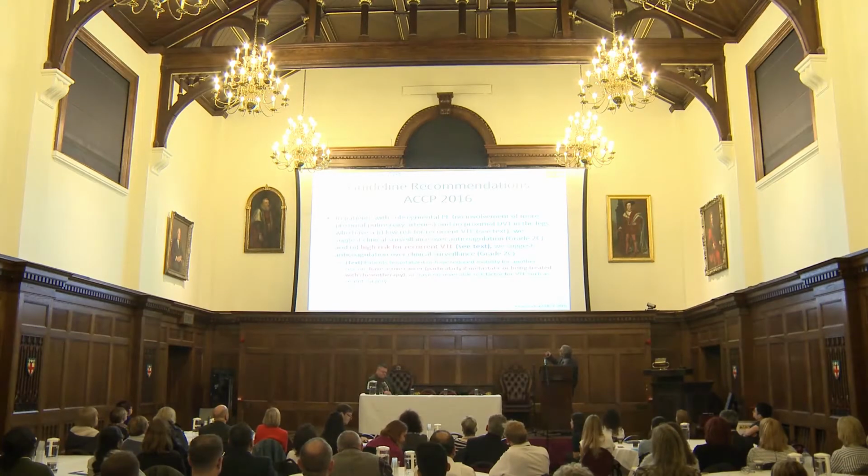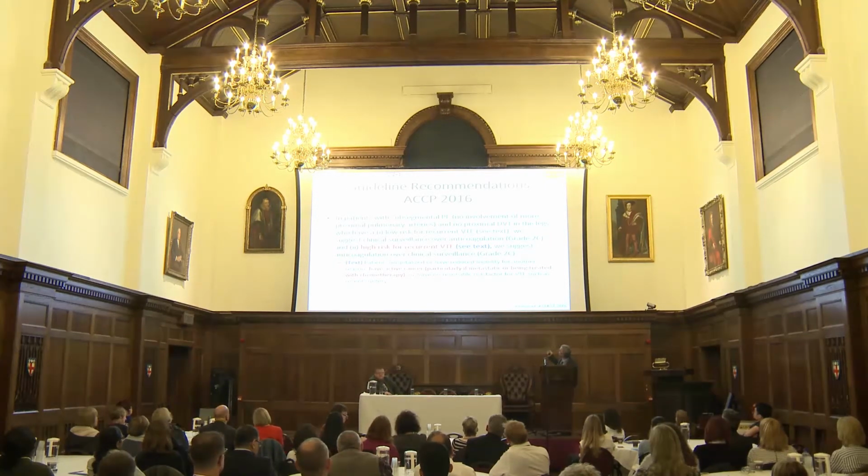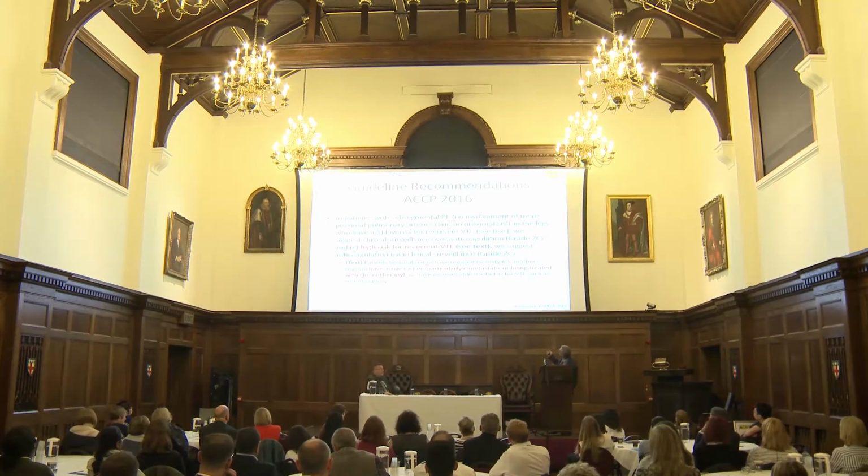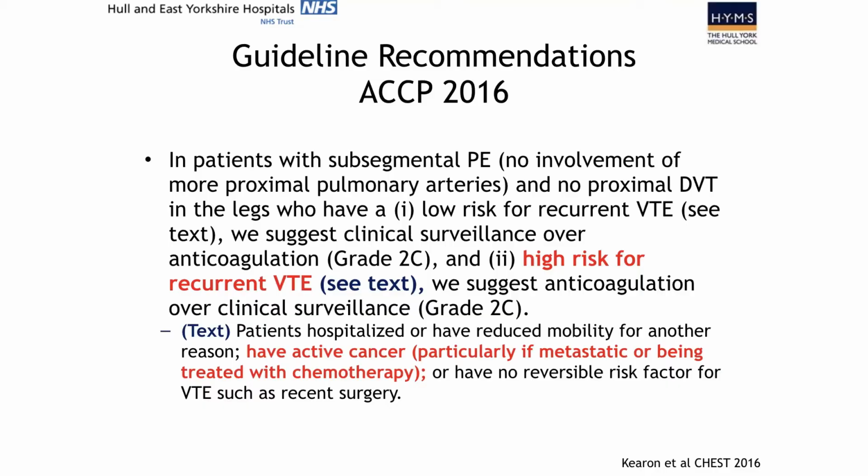In patients with subsegmental PE, no involvement of more proximal pulmonary arteries, and no proximal DVT, so you've done a bilateral Doppler in those patients' legs and you haven't seen anything, and low risk for recurrent VTE, see text, text is down here, they favor clinical surveillance over anticoagulation. However, if they've got text, which means if they've got an active cancer, particularly if it's metastatic or being treated with chemotherapy, then they favor anticoagulation over surveillance. But they favor it. And that is something that you need to keep in mind.